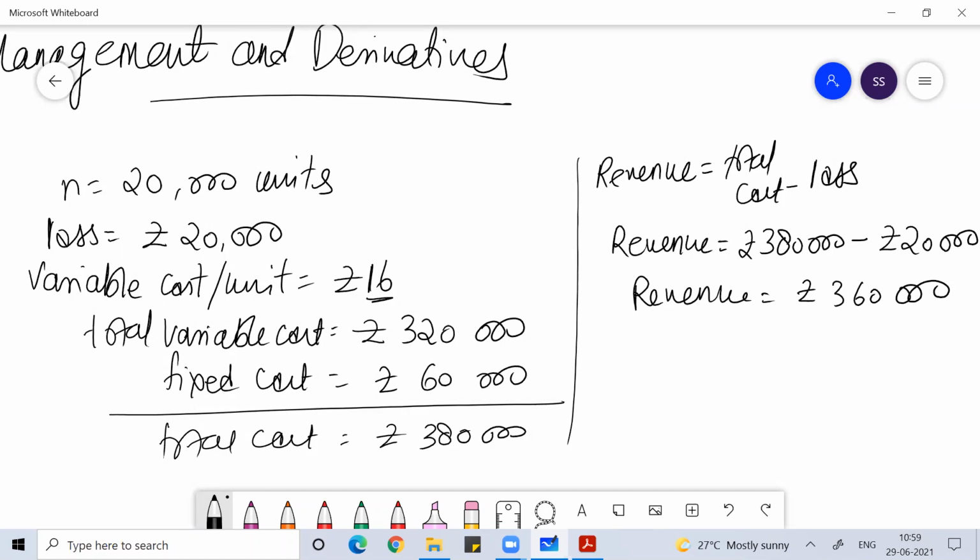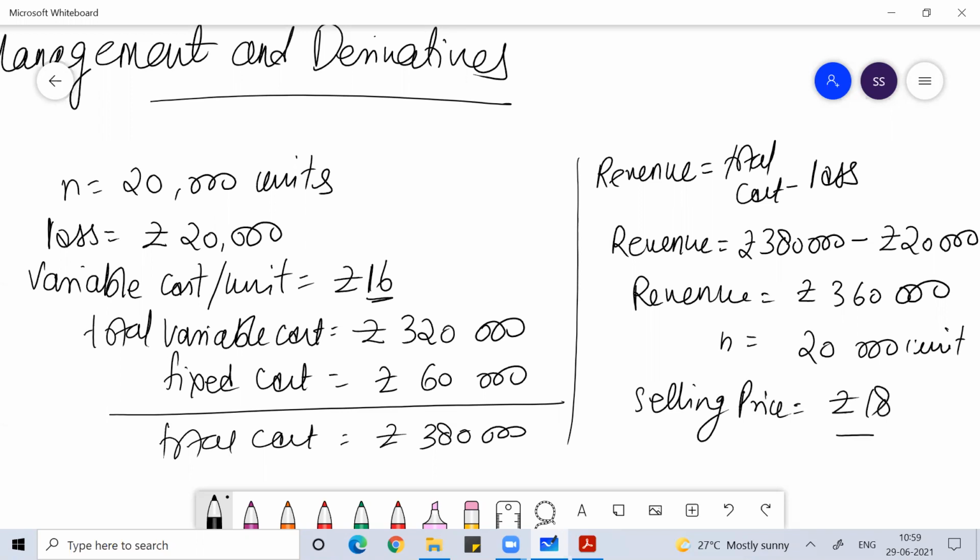So your revenue is 3,60,000 rupees, and the number of units you are selling in the market is 20,000 units. With this, you can find your selling price. What is your selling price per unit? That would be 18 rupees.